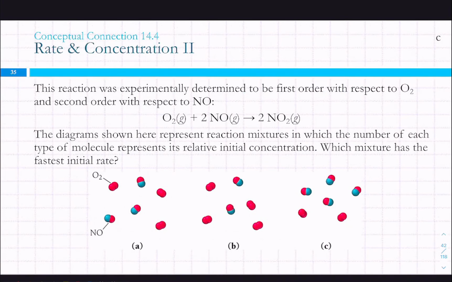Okay, let's go over this one last example. This reaction was experimentally determined to be first order with respect to oxygen and second order with respect to nitrogen monoxide. The diagrams shown here represent the reaction mixtures in which the number of each type of molecule represents its relative initial concentration. Which of these would have the fastest initial rate?